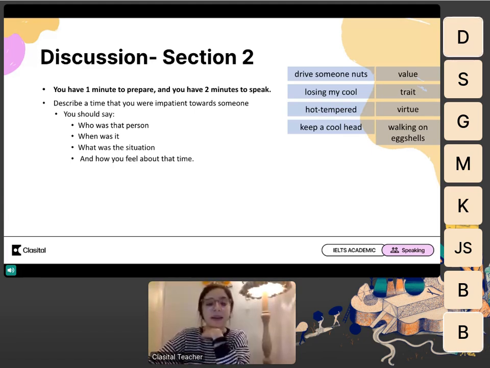I became impatient with one of my relatives. This happened during one of my family functions where the relatives asked for a car as a dowry, which we hadn't promised, and my father became hot-tempered and lost his cool, and I felt very sad about them asking for the car as a dowry.